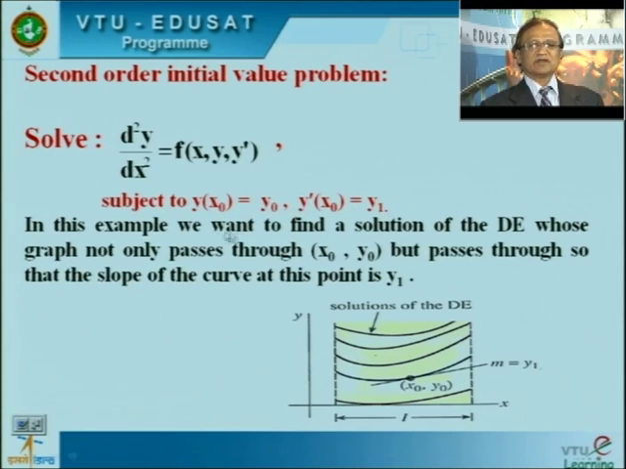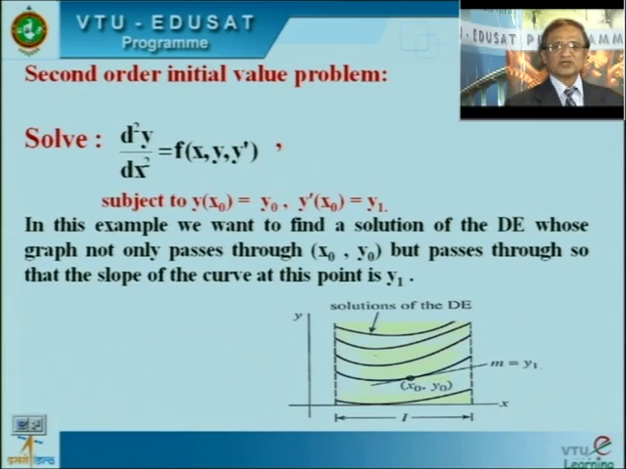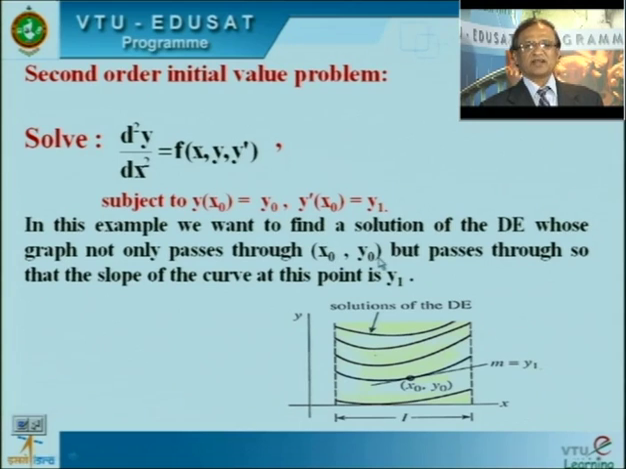So, in this example, we want to find a solution of the given differential equation whose graph not only passes through the point x naught, y naught. Earlier I said that for a first order differential equation, at least one solution must pass through the point x naught, y naught. In this case, at least one curve passes through the point x naught, y naught, but passes through it so that the slope of the curve at this point is y1.